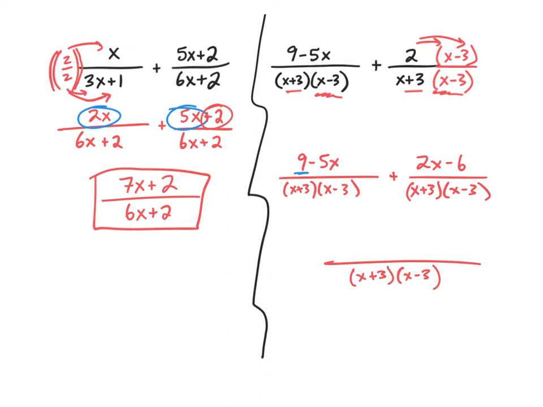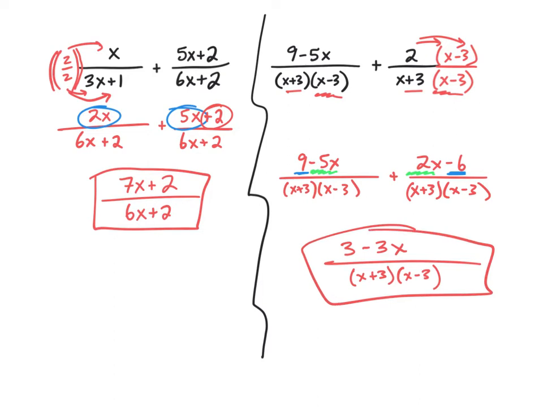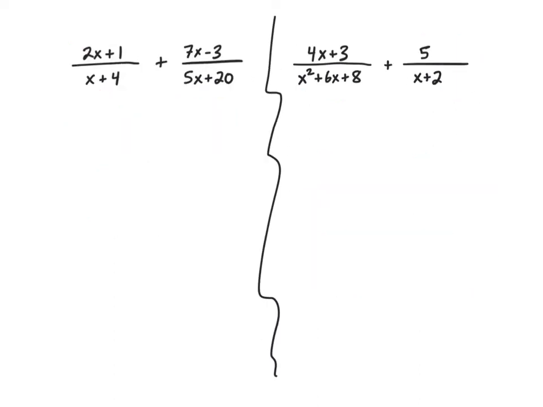I have a 9 and then minus 6. That is a positive 3. And then I have negative 5x and positive 2x. So that would give me negative 3x. And there I go. All right, for our last two, we're going to just focus on the same thing.